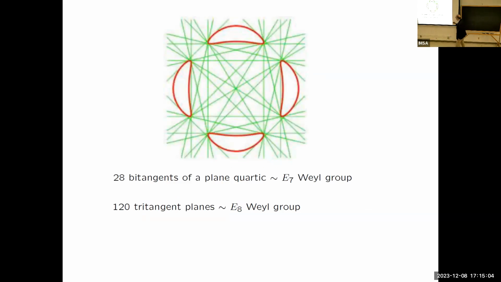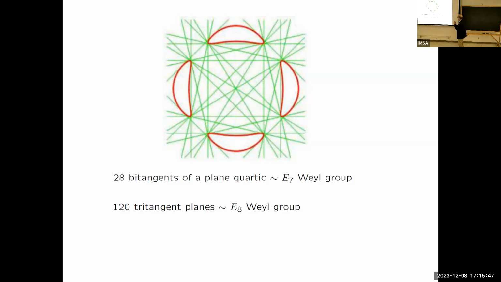I won't leave the picture long enough for you to count them, but the interesting thing is that the configuration of these bitangents relates to the Weyl group of type E7. If you change the parameters of the quartic curve, and follow the bitangents around, then you get a permutation of these bitangents, which lies in this E7 Weyl group. Similarly, the 120 tritangent planes relate to the E8 Weyl group. So that's the classical geometry related to spinors.